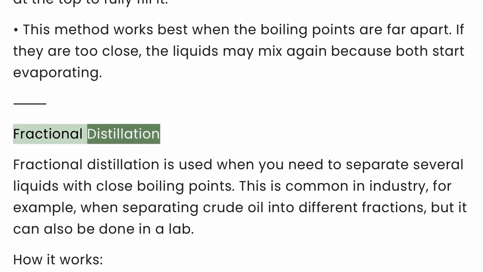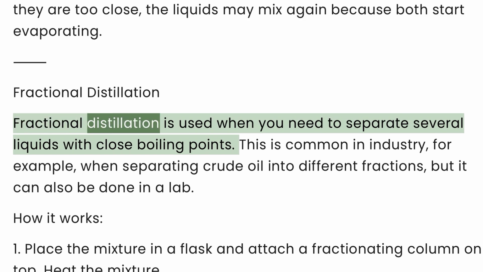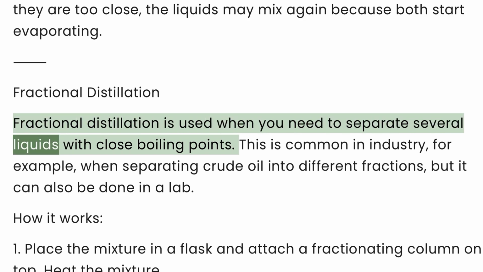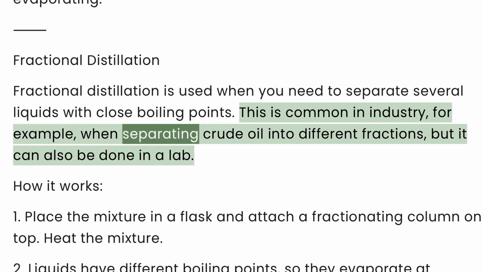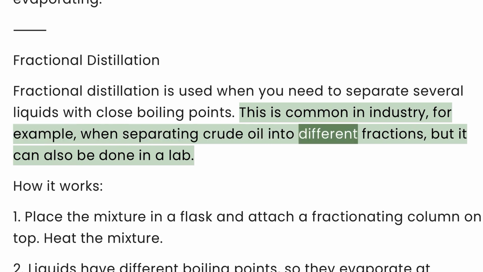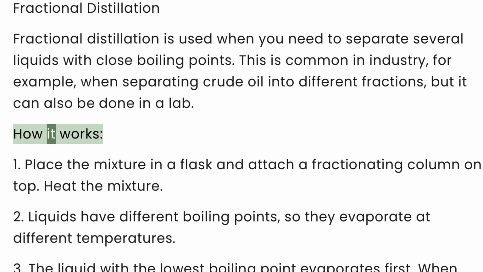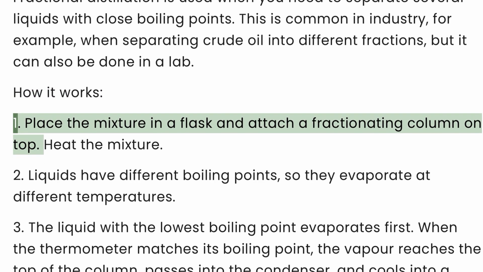Fractional distillation. Fractional distillation is used when you need to separate several liquids with close boiling points. This is common in industry, for example, when separating crude oil into different fractions, but it can also be done in a lab. How it works. 1. Place the mixture in a flask and attach a fractionating column on top.